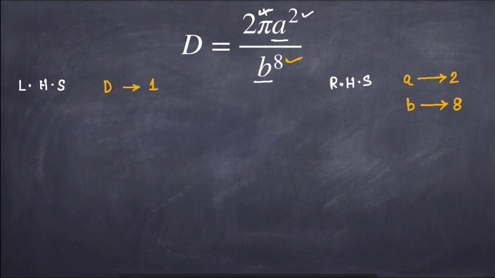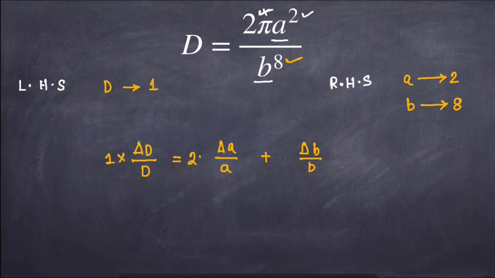So by the theory of errors, again I can write delta d by d. Equate the left hand side of the equation to the right hand side. Delta d by d is equal to, on the right hand side the variables are a and b, so delta a by a plus delta b by b. Now incorporate the power. For d we have 1, so multiply it with 1. For a we have 2, multiply it with 2. For b we have 8, so multiply it with 8. So by the theory of errors, delta d by d is equal to twice of delta a by a plus 8 times of delta b by b.